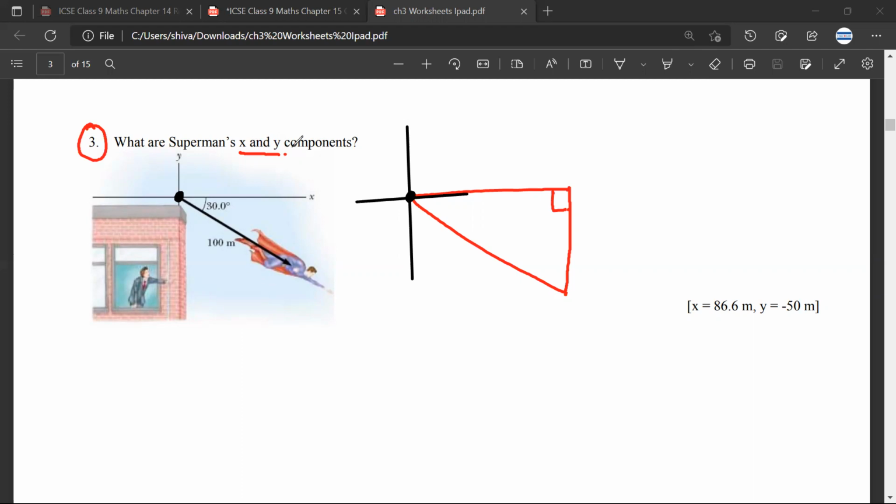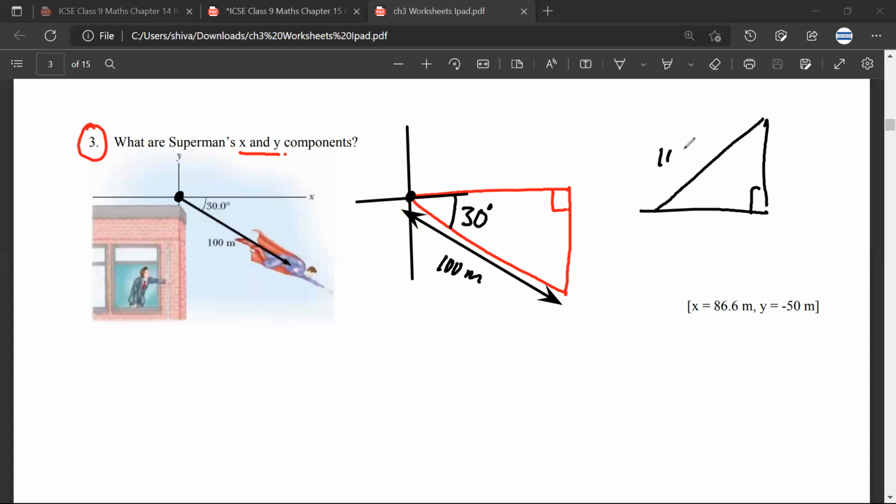Now, what are Superman's X and Y components? They have given this angle to us, 30 degree. And what they have told us is that this distance is 100 meter. Is it making sense? Yes, sir. See, yes, Chris? Yeah. This is basically a right triangle like this. You would have done this in trigonometry. Is it making sense? Yes, sir.